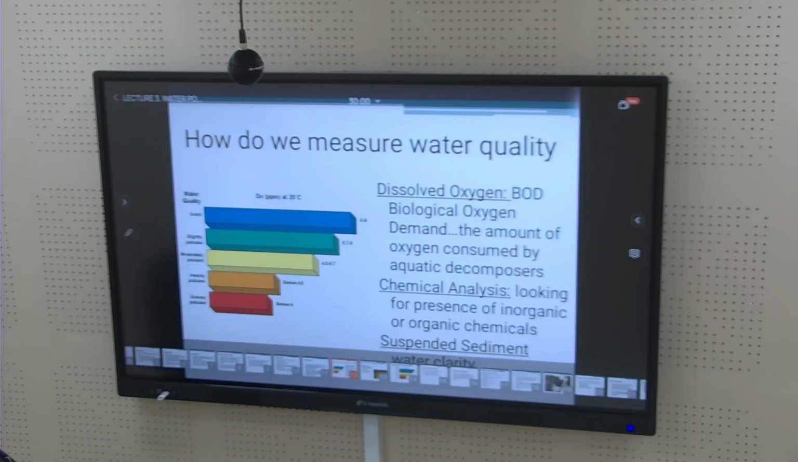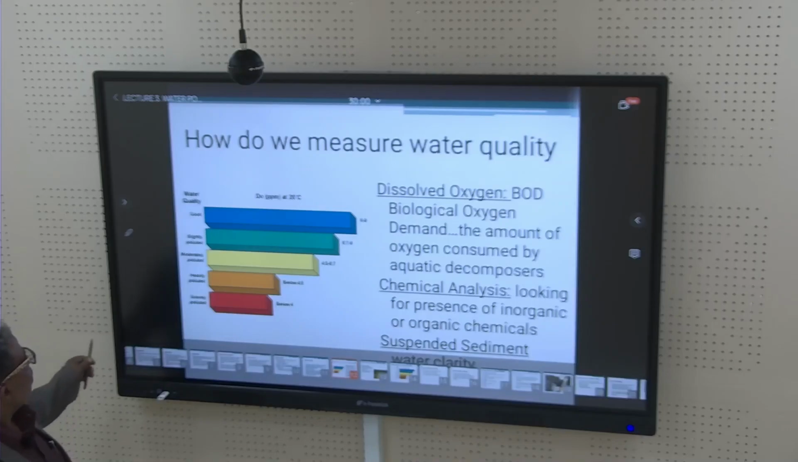How do we measure water quality? So for water that is good, water quality, dissolved oxygen, BOD, biological oxygen demand, the amount of oxygen consumed by aquatic decomposers, chemical analysis looking for presence of inorganic or organic chemicals, or suspended sediments, water clarity. So those are specification.